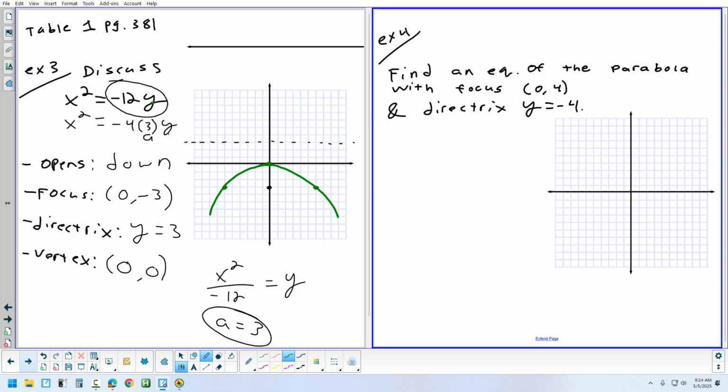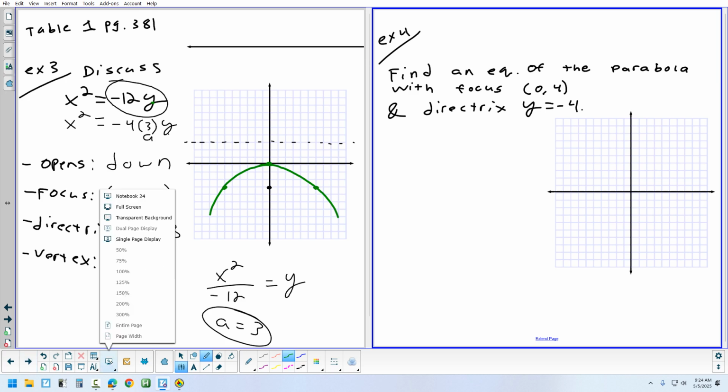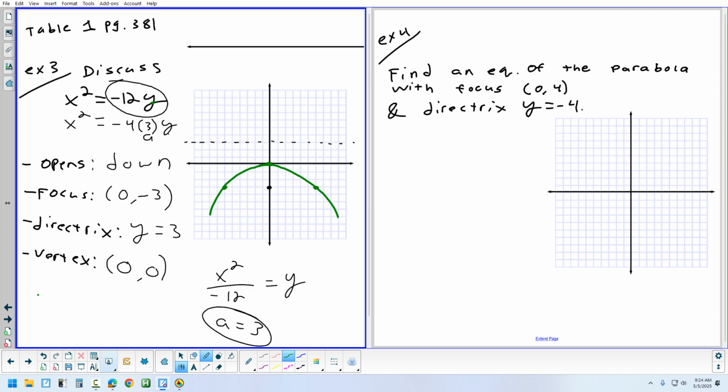Let's try this one. This time, I'm going to give you some information about the parabola, and I want you to give me the equation. So it says find an equation that has a focus 4 units up and a directrix y equals -4. First thing you want to figure out is which one of the 4 equations you need to use. Is it x squared equals 4ay? Is it x squared equals -4ay? So we're going to figure that out.